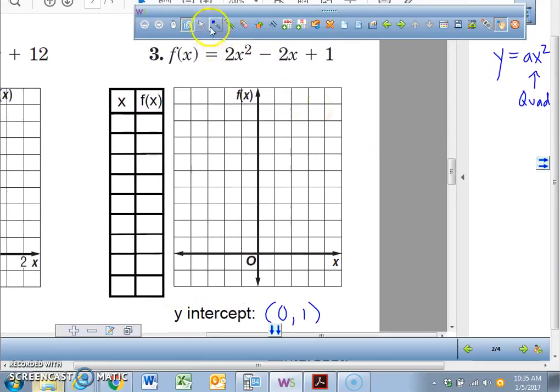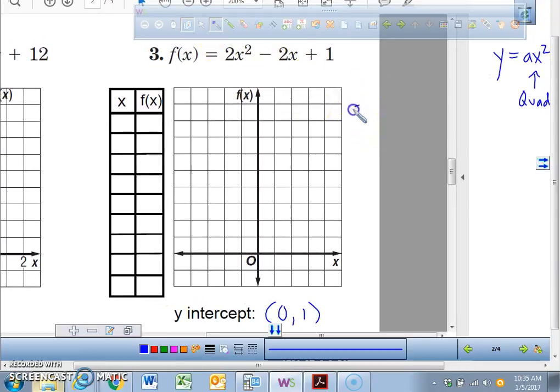So, right here, can anybody tell me my a value, my b value, and we already know our c value is 1. What's my a value? 2. What's my b value? -2 is correct. All right, so we have a is 2, b is -2, and c is 1.